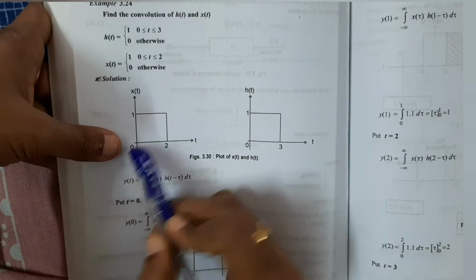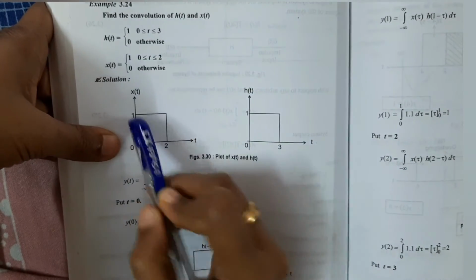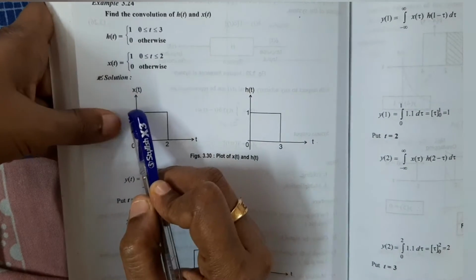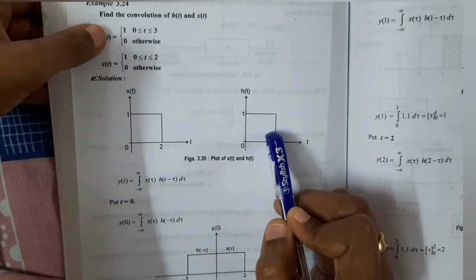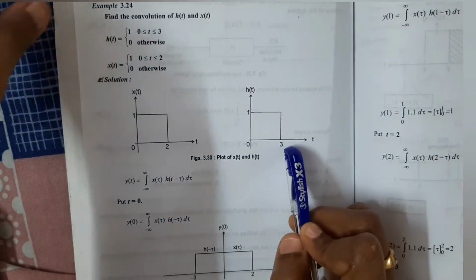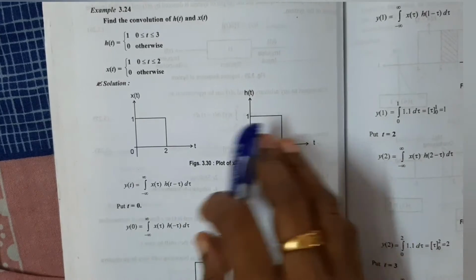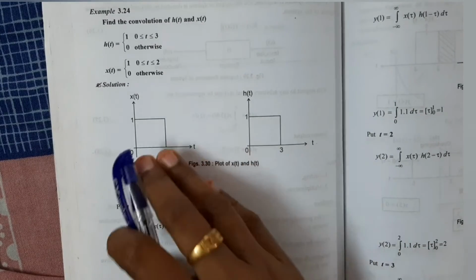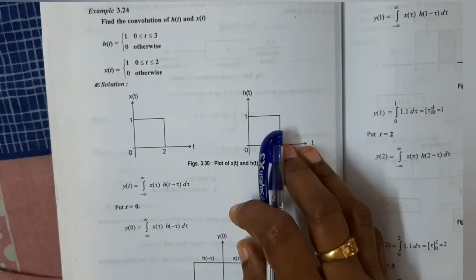For x of t, when t is from 0 to 2, the value is 1. So for 0 to 2 the value is 1. Similarly for h of t, the value is 1 for 0 to 3. Here you want to mark the two diagrams, that is, you want to plot x of t and h of t.